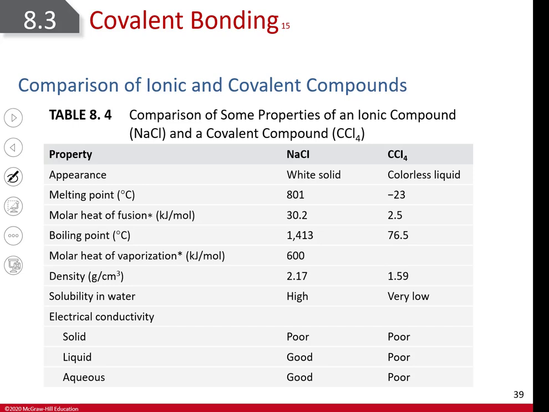General properties. So this is just comparing two common compounds, ionic compound being our table salt sodium chloride, and our molecular compound is carbon tetrachloride, CCl4. And just showing you at room temperature, carbon tetrachloride is a colorless liquid with a melting point of negative 23 degrees Celsius. And then it will boil at only 76.5 degrees Celsius, so it boils before water would. And just some general ideas about ionic versus covalent.